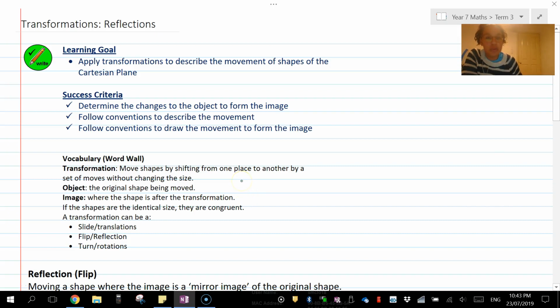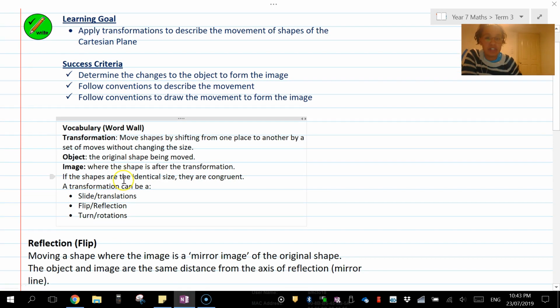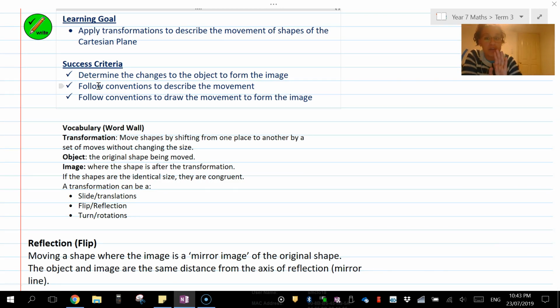Hey everyone, in this video we're looking at another transformation. This is reflections. So again, transformations are when you move one shape from one position in the Cartesian plane to another, and you do that when you make sure that you're not shifting its shape or size. So we looked at slides already, now we're looking at reflections, or flipping a shape. So it's pretty straightforward in regards to how the shape moves.